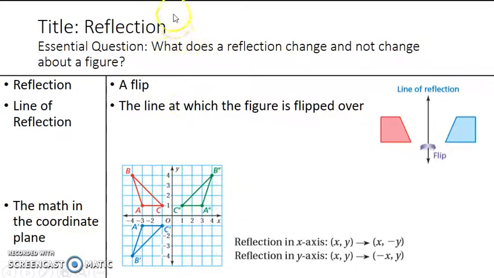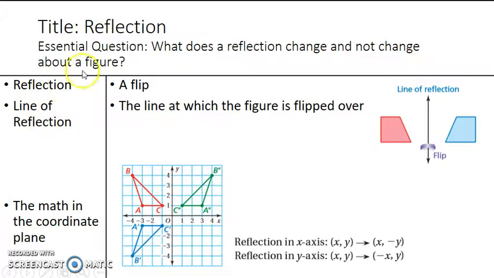Go ahead and title this reflection. And our essential question is, what does a reflection change and not change about a figure? There's constants that must be the same, otherwise it's not a reflection. And there's things that have to happen in order to be considered a reflection. First of all, here's your two definitions right here.